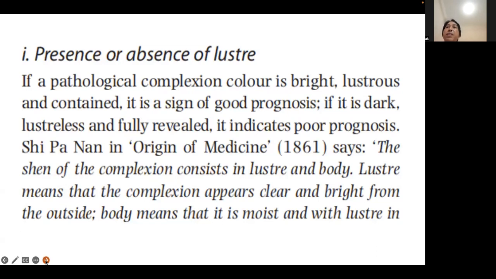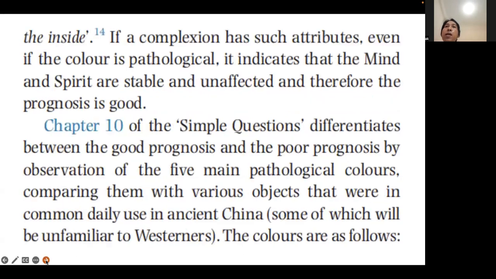Origin of Medicine, 1861, says the sheen of the complexion consists in luster and body. The luster means that the complexion appears clear and bright from the outside. Body means that it is moist and with luster on the inside. If the complexion has such attributes, even if the color is pathological, it indicates that the mind and spirit are stable and unaffected, and therefore the prognosis is good.